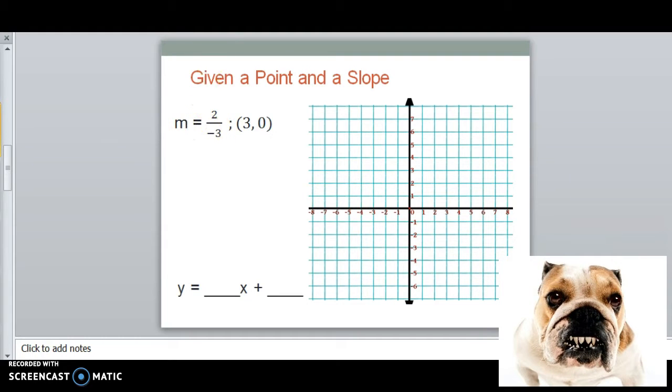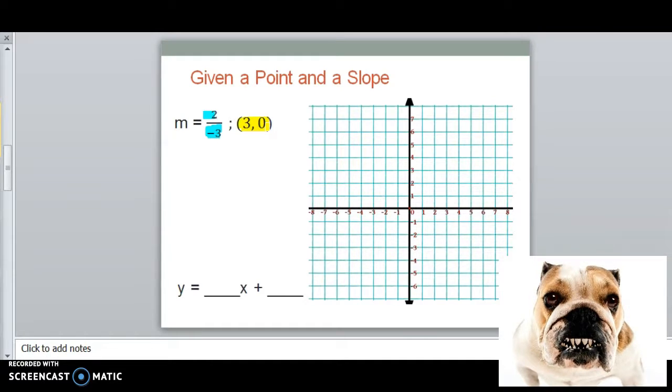So our given information is m is equal to 2 over negative 3. What this is saying is that the slope of this line is 2 over negative 3. We're also given a point. This point is also given, which means that it also lies on the line that is formed by this equation.